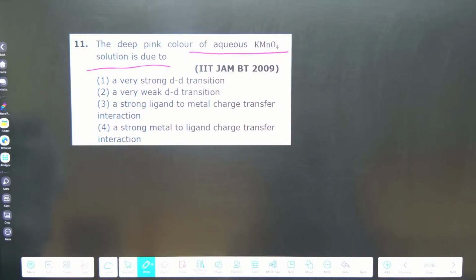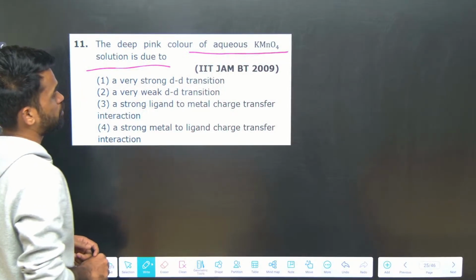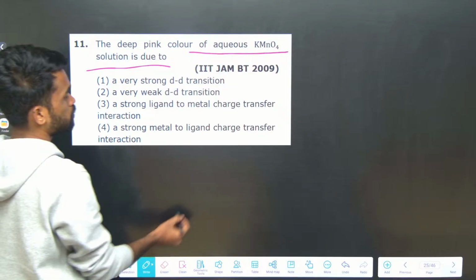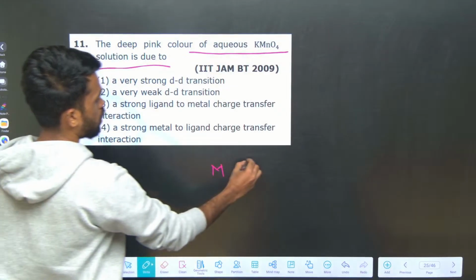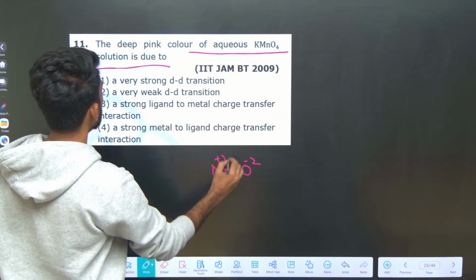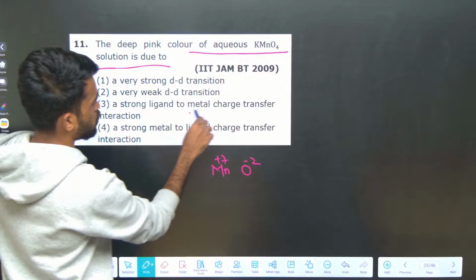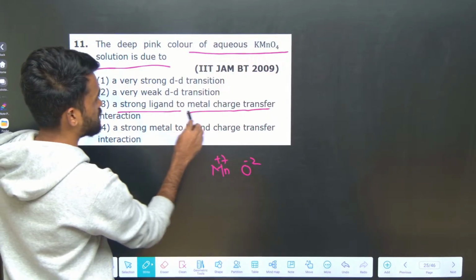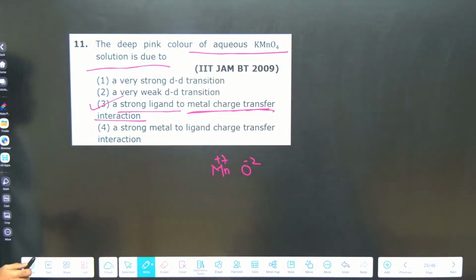So tell me, anyone in the chat box, what will be the reason for this deep pink color? Yes, you can easily answer. Just now I told you, there will be a charge transfer from oxygen to metal, like oxide to this manganese +7. So you can say a strong ligand to metal charge transfer is taking place. So this will be a perfect answer for the question.